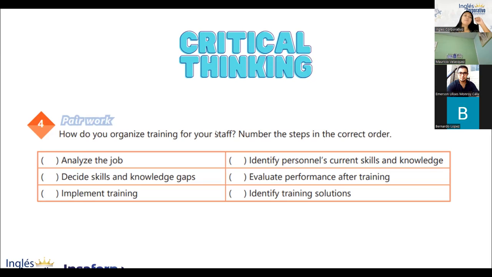¿Qué es lo primero que hacemos para organizar un training? Identify personal current skills and knowledge. Okay. Then? Desired skills and knowledge gaps. Okay. Desired skills and knowledge gaps. Okay. Then?